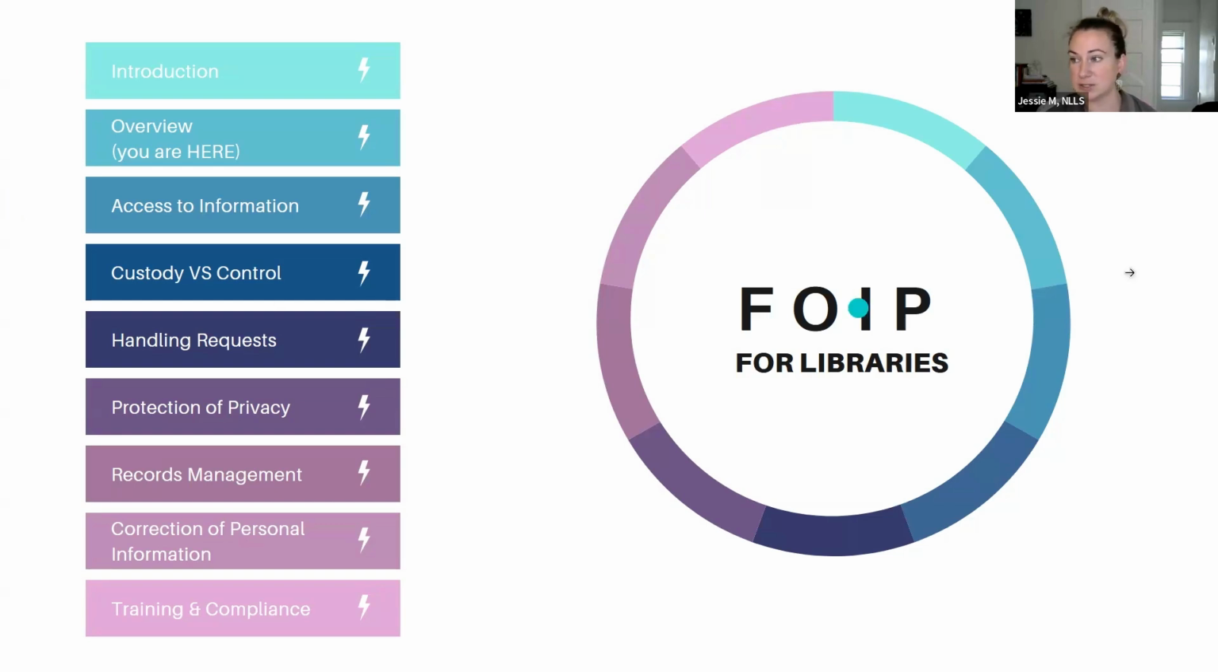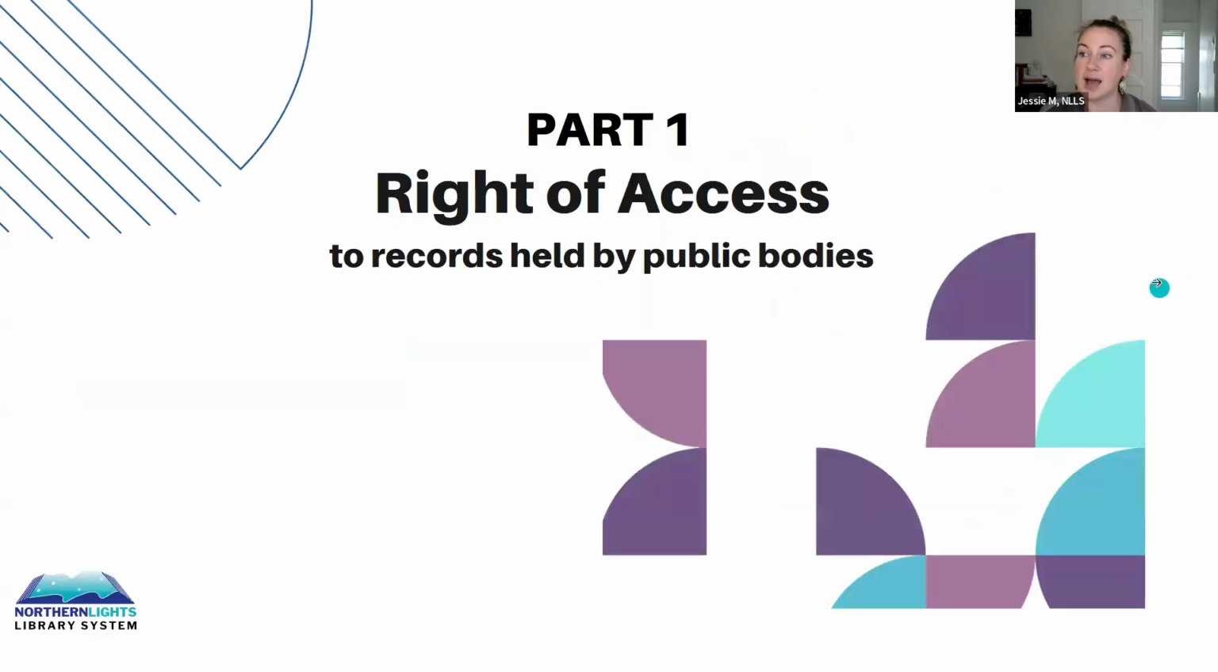So we will start things off with section 1, access to information. So this is the right to access. FOIP grants individuals the right to access records held by public bodies, subject to specific exceptions. This includes records containing personal information about the individual making the request. In this context, public bodies refers to government bodies like departments, schools, hospitals, or libraries.